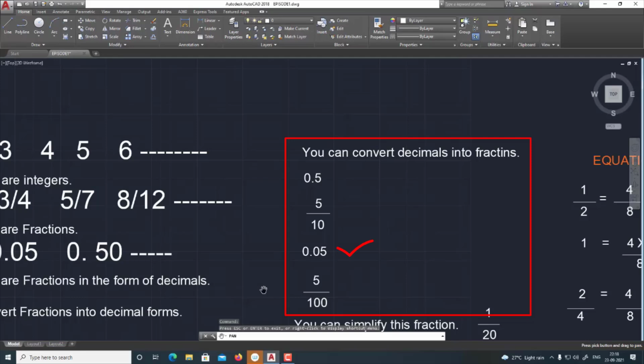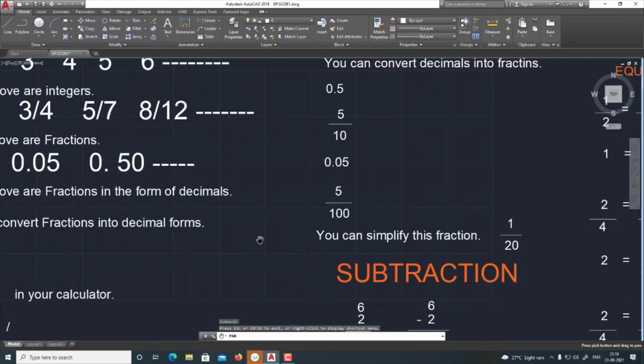Let's take another example, 0.05. Here, there are two numbers after the decimal place. So, we should put 2 zeros after 1 and make it the denominator. That means 5 by 100. You can simplify this fraction to 1 by 20.